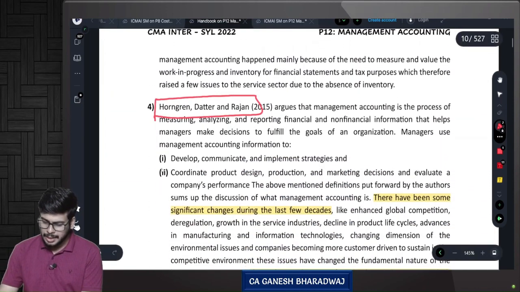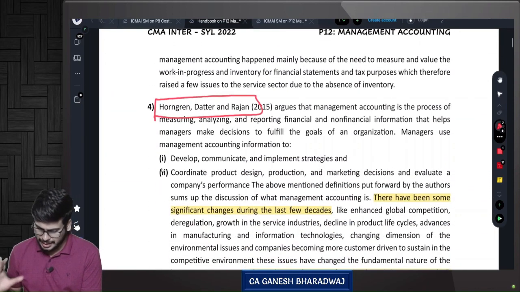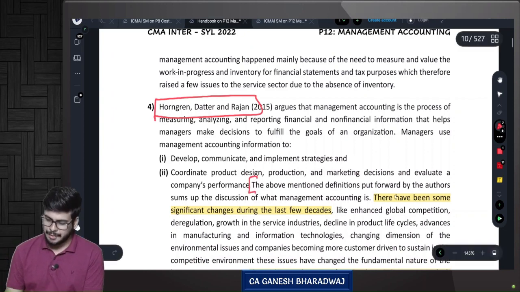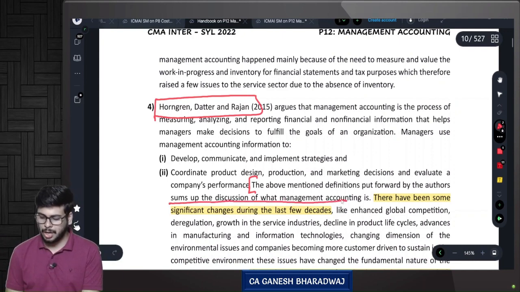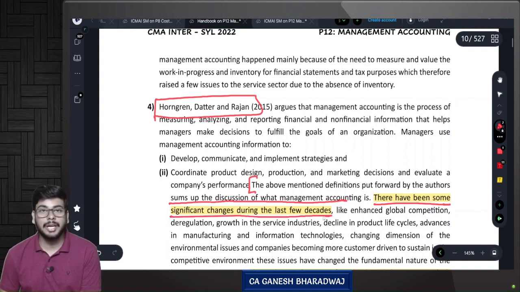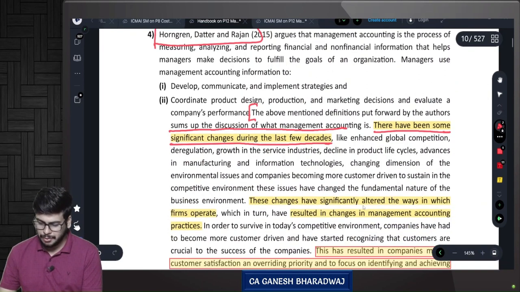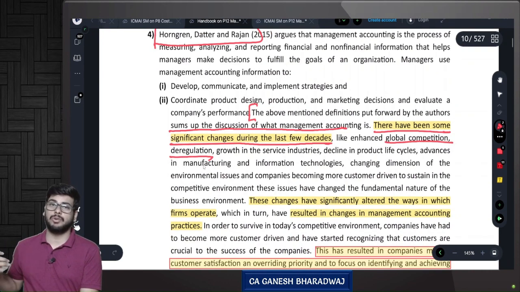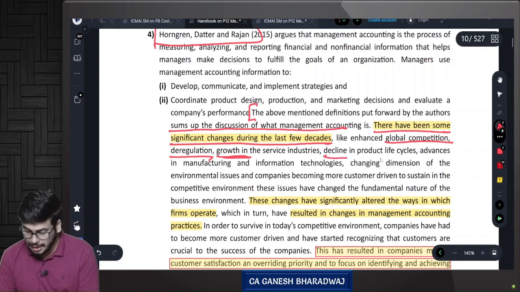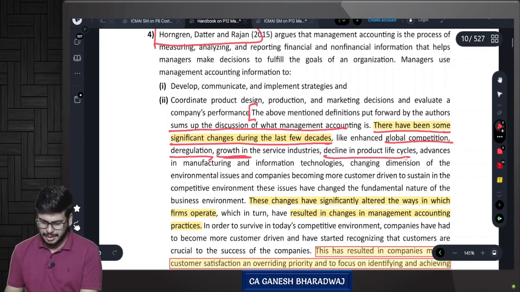Next. Based on all these things, look, this is actually the next paragraph. The above-mentioned definitions put forward by the authors sum up the discussion of what management accounting is. There have been some significant changes in the last few decades: global competition, deregulation, the government stepping out and wanting to privatize everything, growth in the service sector, decline in product life cycles. There are so many things involved.